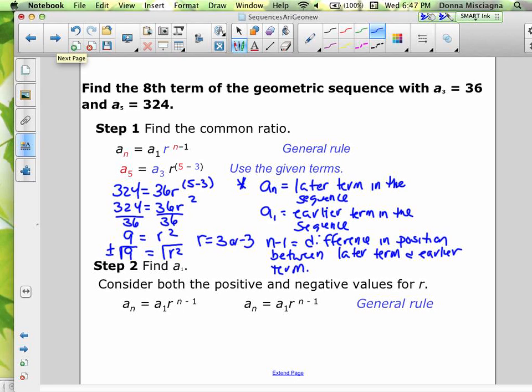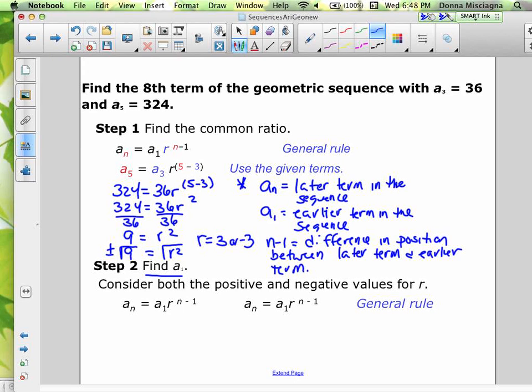Could be either one. All right, so now we're going to consider both the positive and the negative values for R. I have this on this page, and we're going to solve for A1. So we're going to solve for A1 by considering the positive and the negative values for R. In other words, we're going to substitute in everything else except for the A1.